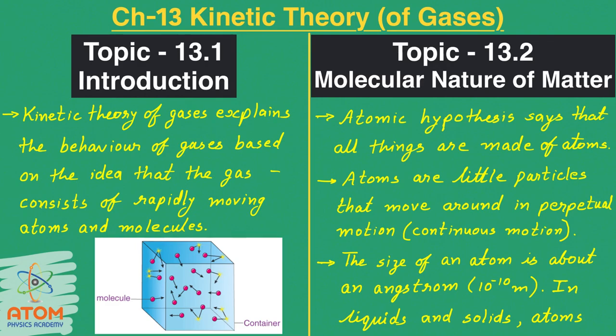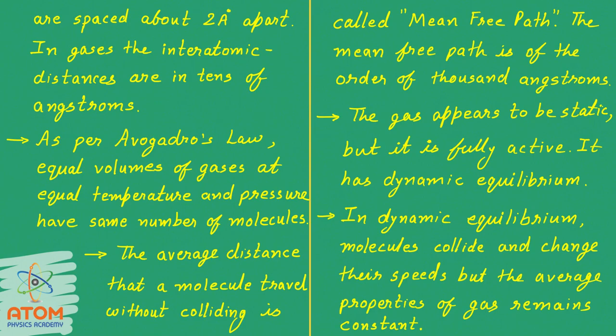Understood? The size of an atom is about an angstrom, that is 10 raised to minus 10 meter. So you can understand how small an atom is. In liquids and solids, atoms are spaced about 2 angstrom apart. Means the size of atom is 1 angstrom, but in solid and liquid they are 2 angstrom apart from each other. But in gases, the interatomic distance are in tens of angstrom.